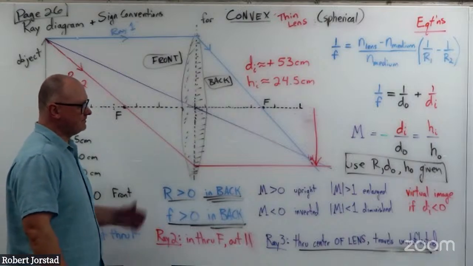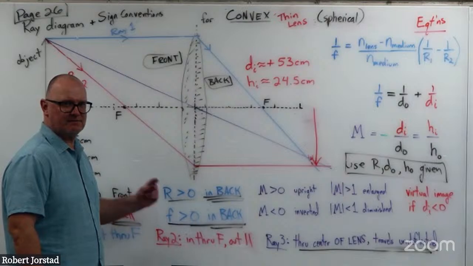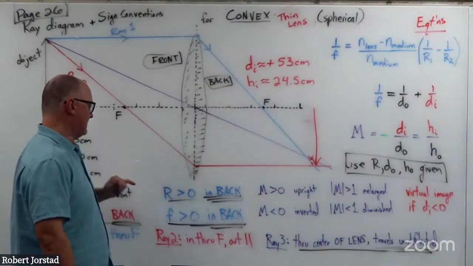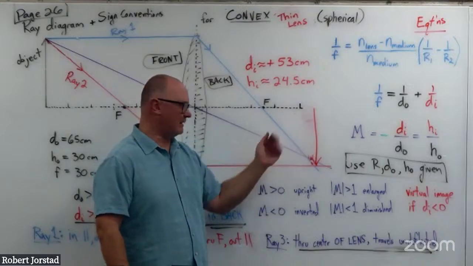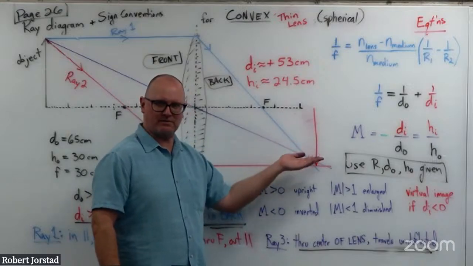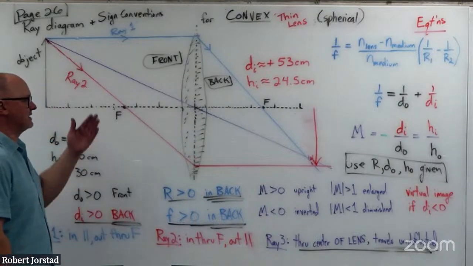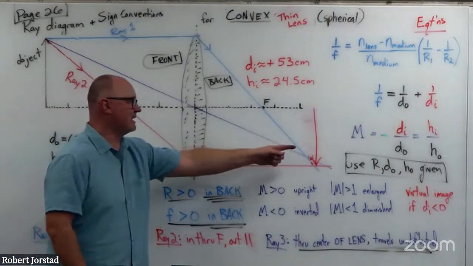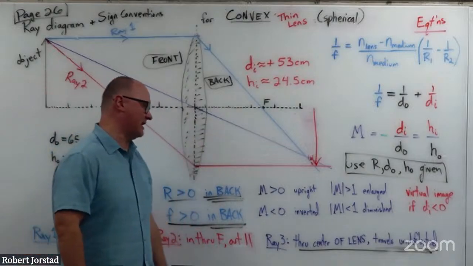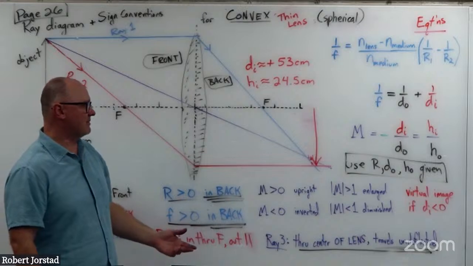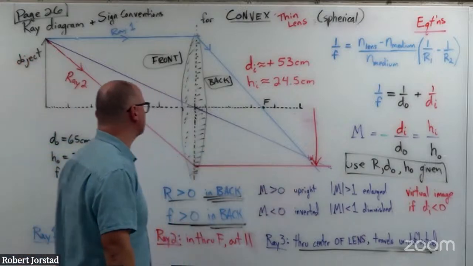Now, is this a real or a virtual image? It is real. The image is positive. You could put a piece of film here and you would be able to expose it. There should be an image there. That's fine. Is it upright or inverted? It's inverted. Okay, it's upside down relative to the object. Is it enlarged or diminished? I started with 30 centimeters. I ended up with 24. It looks like it's diminished.